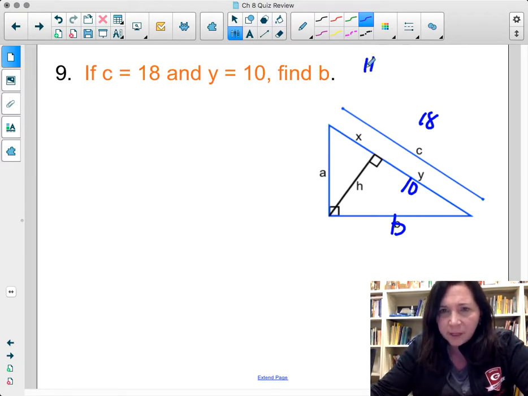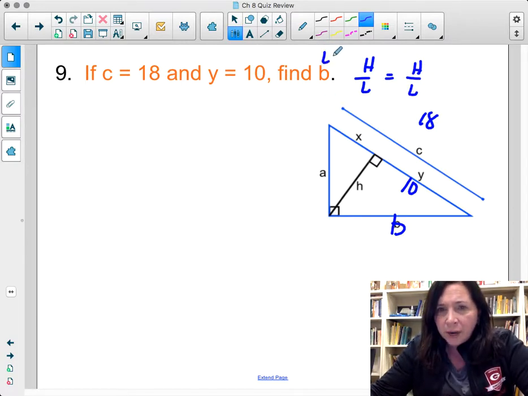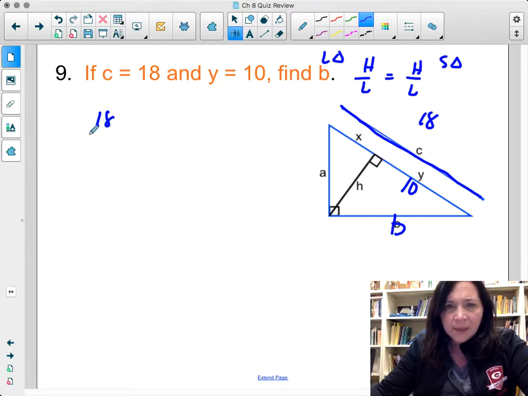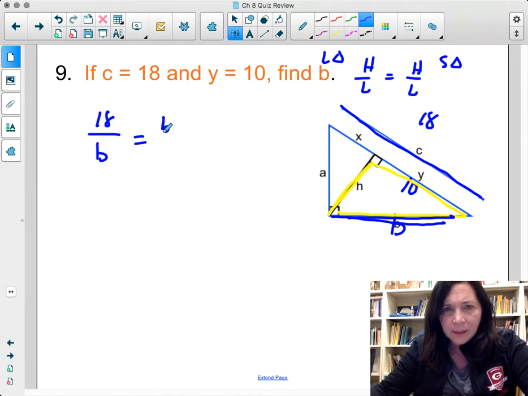So I like this formula. Hypotenuse is to leg as hypotenuse is to leg. I'm talking about the large triangle and the smaller triangle. The large triangle's hypotenuse is 18, is to its leg, which is B. And now I'm talking about the small triangle, right here. Then you've got the hypotenuse, which is B, is to leg, 10, longer leg.